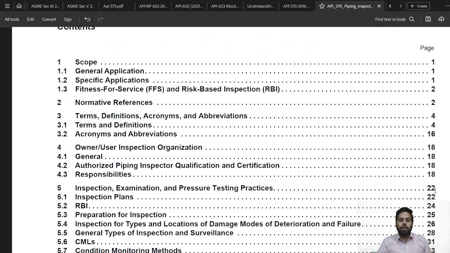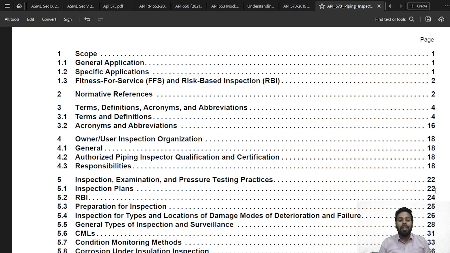So this code, API 570, is divided into 9 sections. Okay, the first section is going to be the scope. The second section is references, the references which this document uses to lay down its requirements. Third is terms and definitions, acronyms and abbreviations. Fourth is owner-user organization.